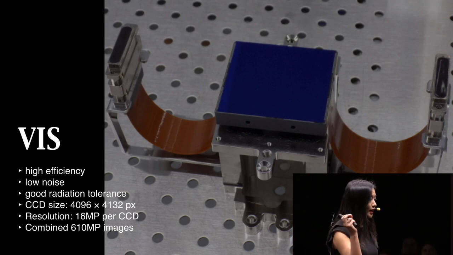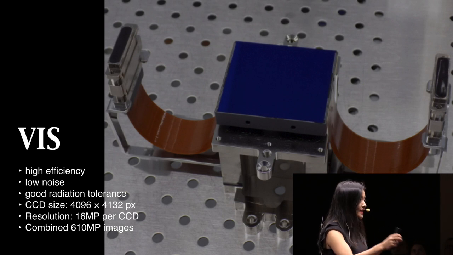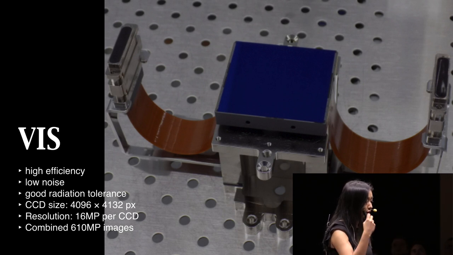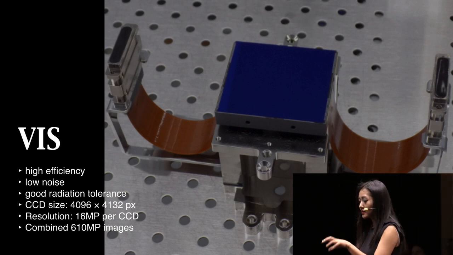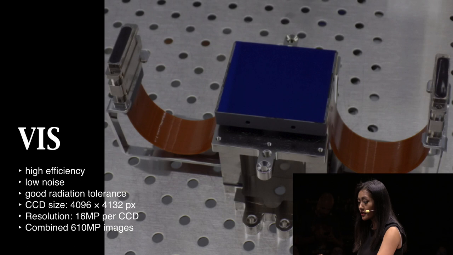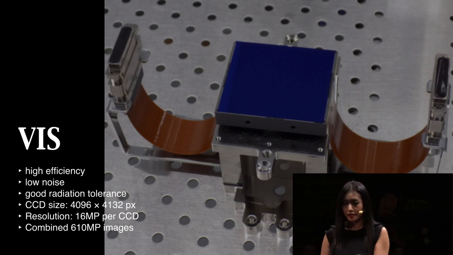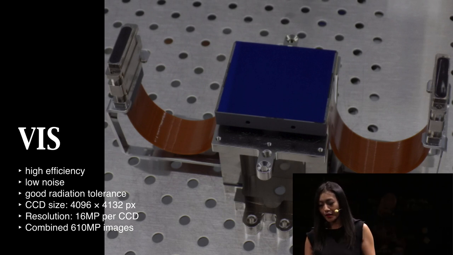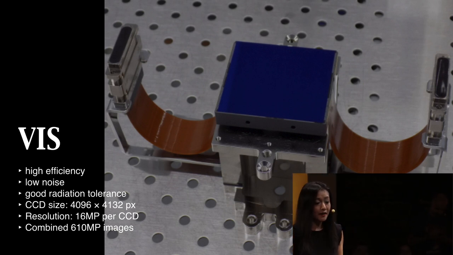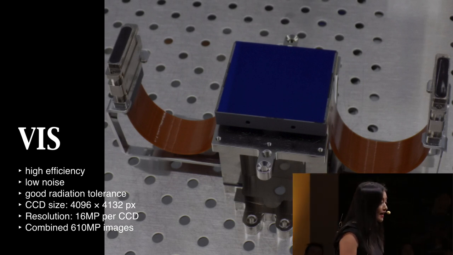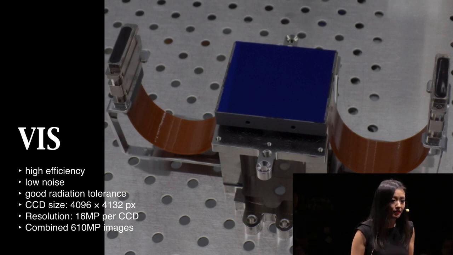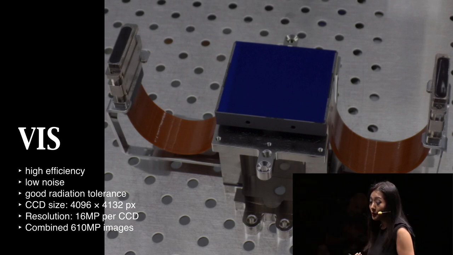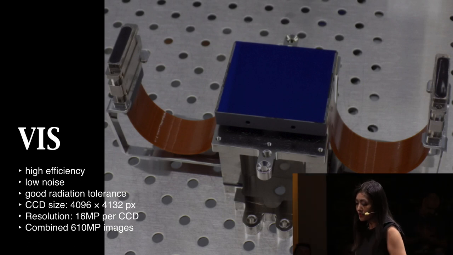So like I said, you have these high energy cosmic rays hitting your CCD that are going to damage it over time, right? Each of these CCD detectors has 16 megapixel resolution, and the combined image is about 610 megapixels. This is the second largest camera that we will send to space, only beaten by ESA's Gaia mission, which is looking at the proper motion, the movements of stars in our galaxy.